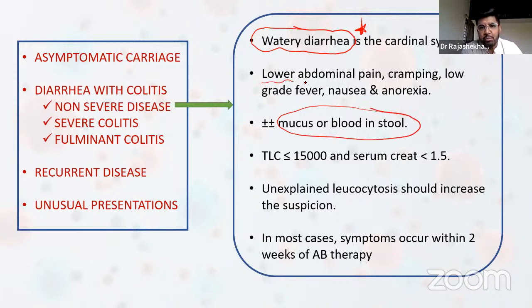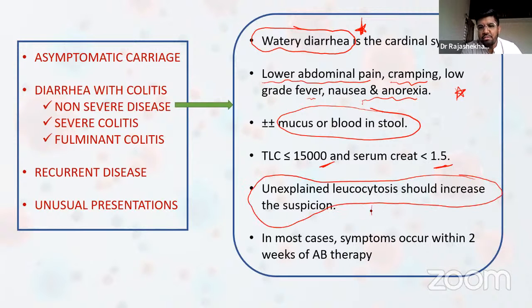There can be associated symptoms of lower abdominal pain, cramps, some low-grade fevers; nausea and anorexia are very, very common in these patients. In non-severe disease, the total leukocyte count is usually less than 15,000, and there is a normal creatinine. And unexplained leukocytosis should increase the suspicion.